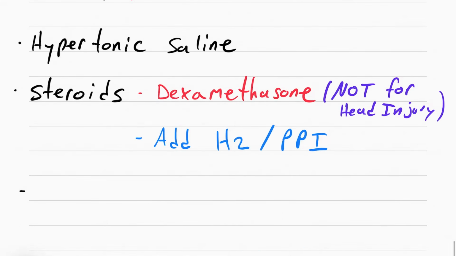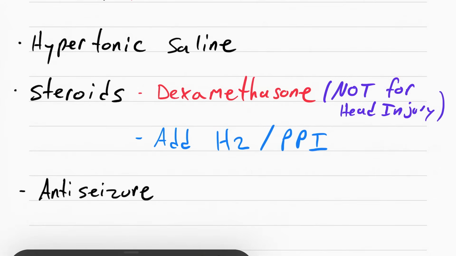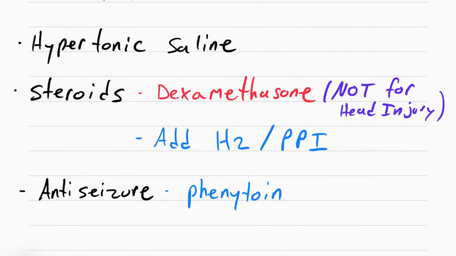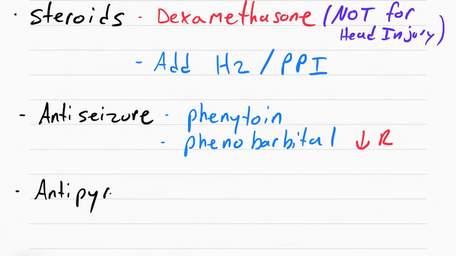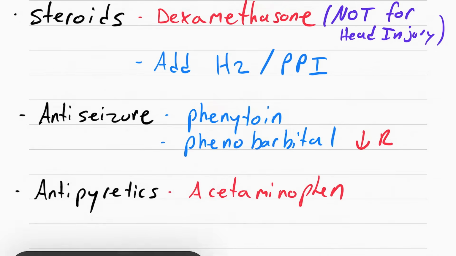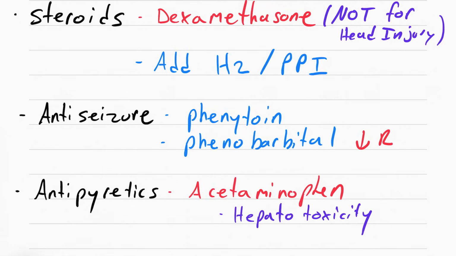Other drugs that are given when a patient has increased intracranial pressure include anti-seizure drugs like phenytoin and phenobarbital. Make sure you monitor the respirations when patients are on phenobarbital because it is a CNS depressant and it will cause respiratory depression. The patient can also receive acetaminophen to reduce any fevers because that can increase the intracranial pressure. Make sure you monitor the liver.